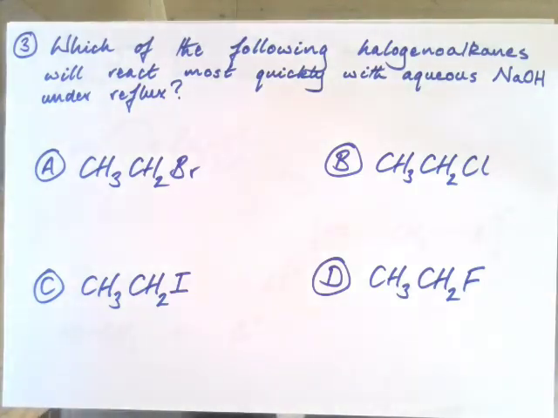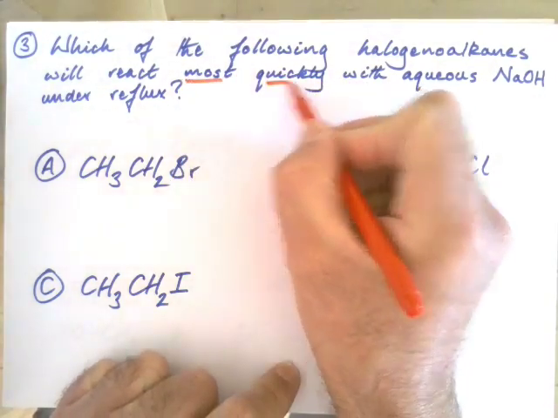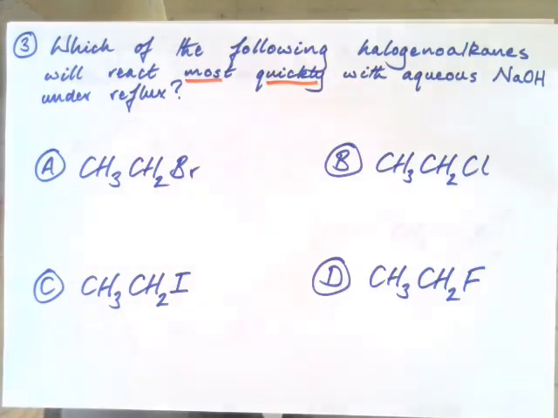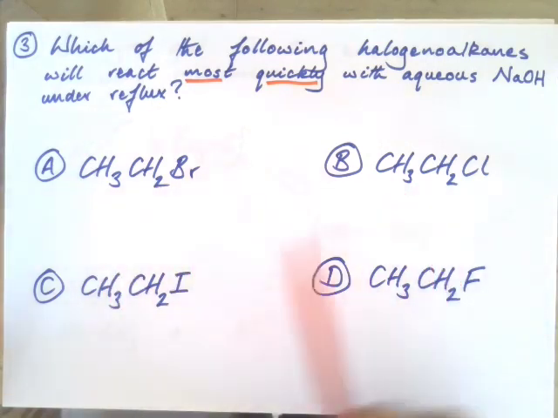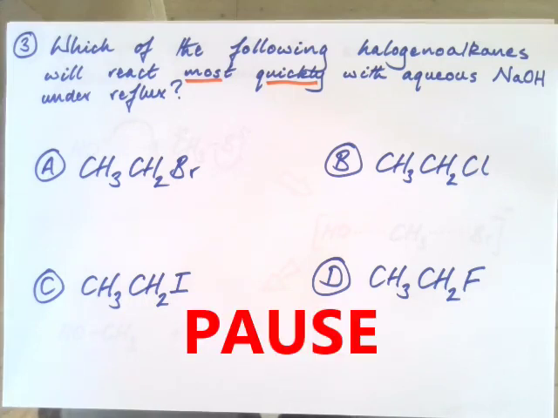Okay, which of the following halogenoalkanes will react most quickly? So we want the quickest reaction here with sodium hydroxide. In the reaction that we just saw, with sodium hydroxide in aqueous solution, refluxed with a halogenoalkane, which of these halogenoalkanes, bromoethane, chloroethane, iodoethane, or fluoroethane, will react the most quickly with sodium hydroxide? Pause the video, check your poster, and try and find the right answer.